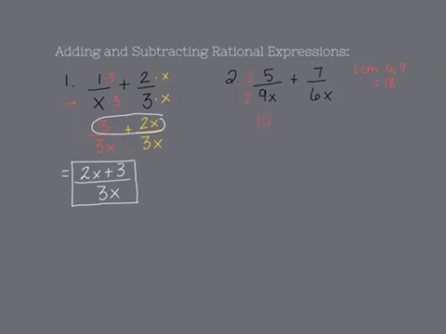So that gives me 10/18x. Now I need to do the same thing with the other one. I need to make the 6x into an 18x. So I'm going to multiply top and bottom by 3. So that gives me plus 21/18x. Now again, we're just adding the numerators together. Our denominator is going to stay 18x. So this gives us 31/18x. And this is our final answer.